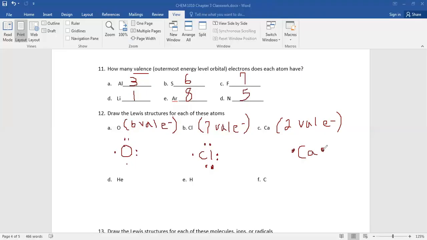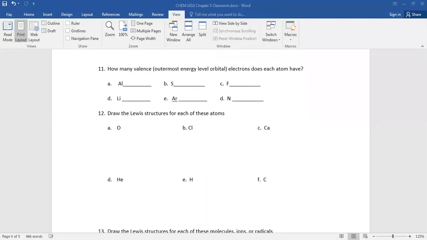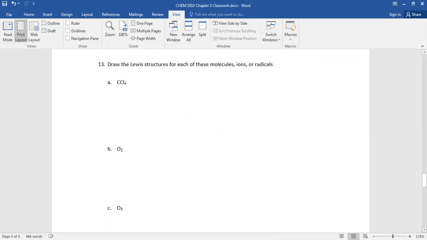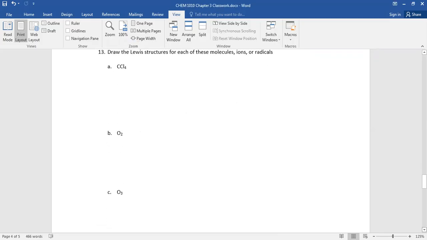And so there's your 2 valence electrons. In addition to drawing Lewis dot structures for atoms, you can also draw Lewis structures for molecules, ions, or radicals. You do so by summing up the number of valence electrons for each atom that makes up the molecule or ion.